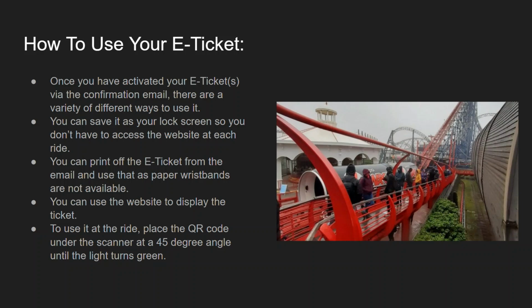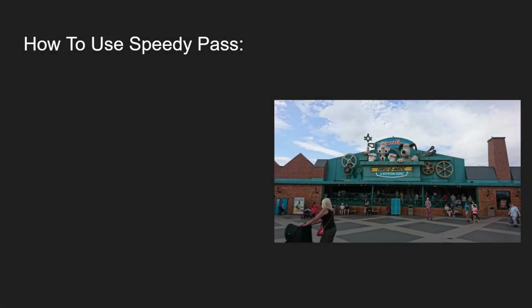No one's actually getting out a protractor and making sure they're doing it at that angle. You just kind of wave it around underneath the red cross until it eventually turns green. And sometimes it doesn't, and they'll just let you through anyway. So let's move on to how to use your Speedy Pass.